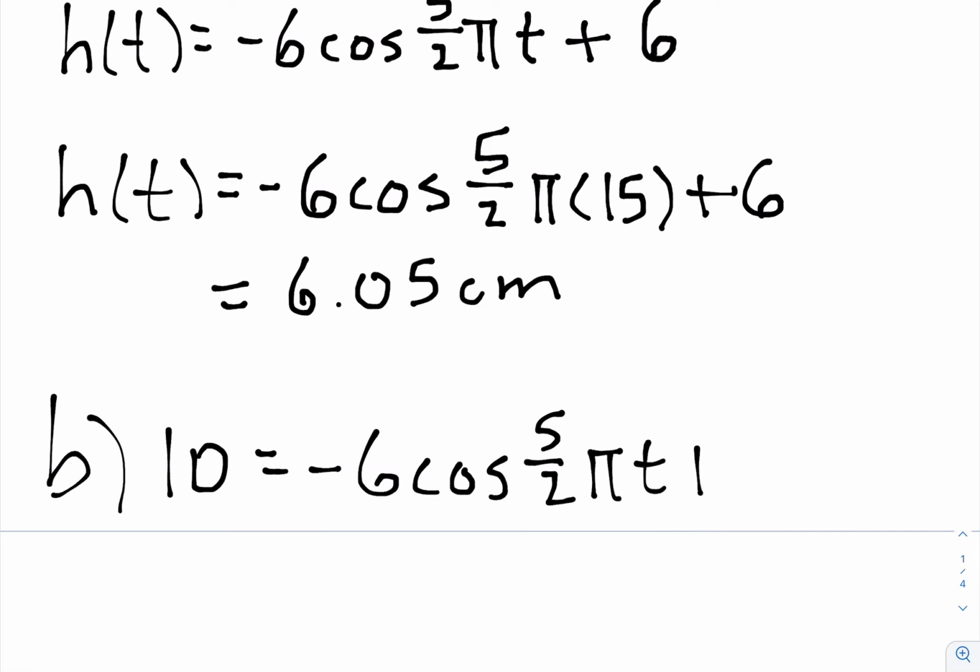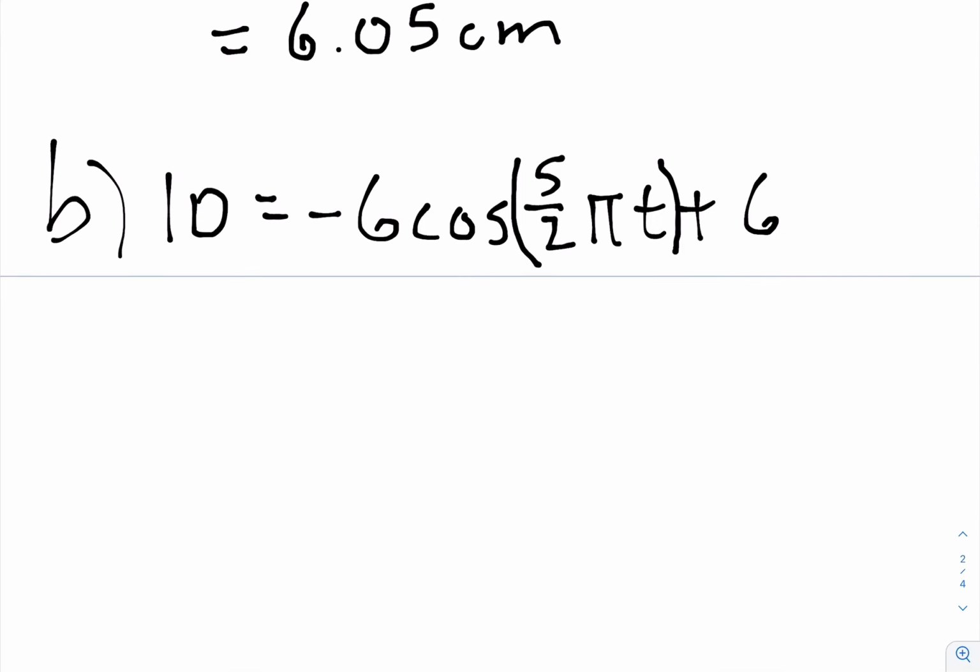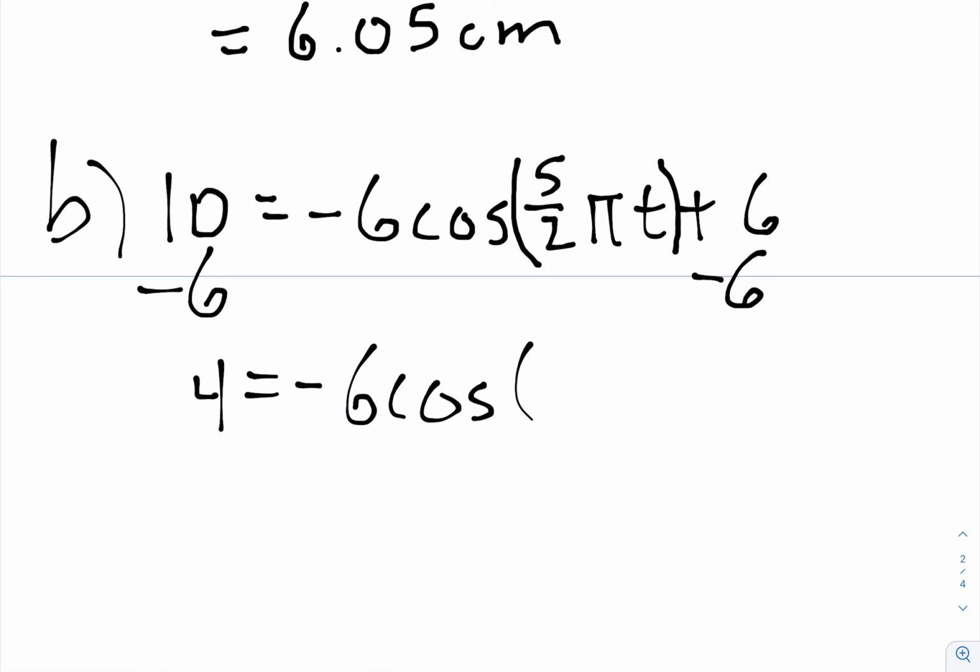So 10 equals -6 cosine of 5/2 pi t plus 6. So remember this 5/2 pi times t is all inside the cosine, right? And then we're adding 6 there. Okay, so what's the first step that we can do when we're trying to solve for our time here? So see how the time is kind of embedded inside these brackets? The first thing we can do is kind of work inside out. So I would get rid of this 6 on both sides, so it's 4 equals -6 cosine, right, 5 over 2 pi t.